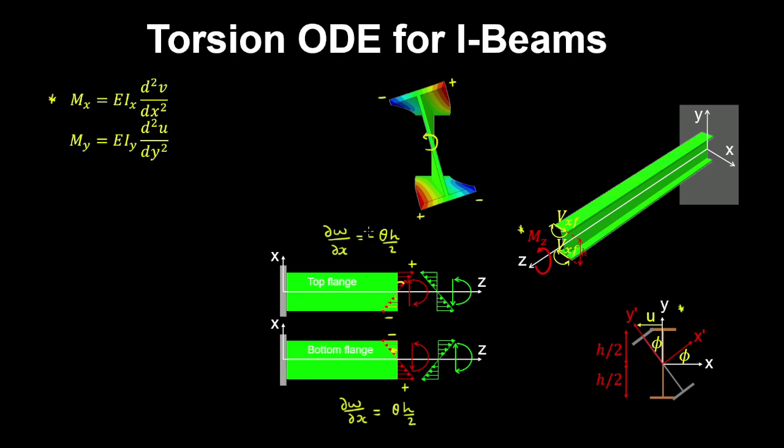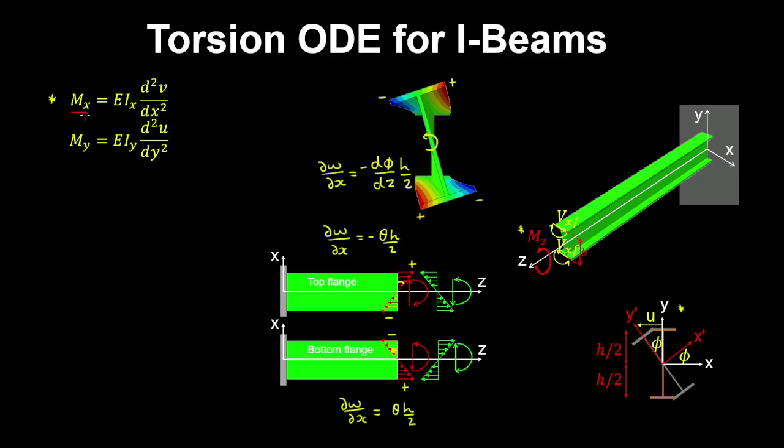So this was for the condition of free warping, but where the beam is not free to warp, so in this case it's restrained at one end. So in this case, we have the warping rotation being dependent on the rate of twist, but the rate of twist is not constant along the length of the beam. And we're going to see that warping is resisted by the bending of the flanges.